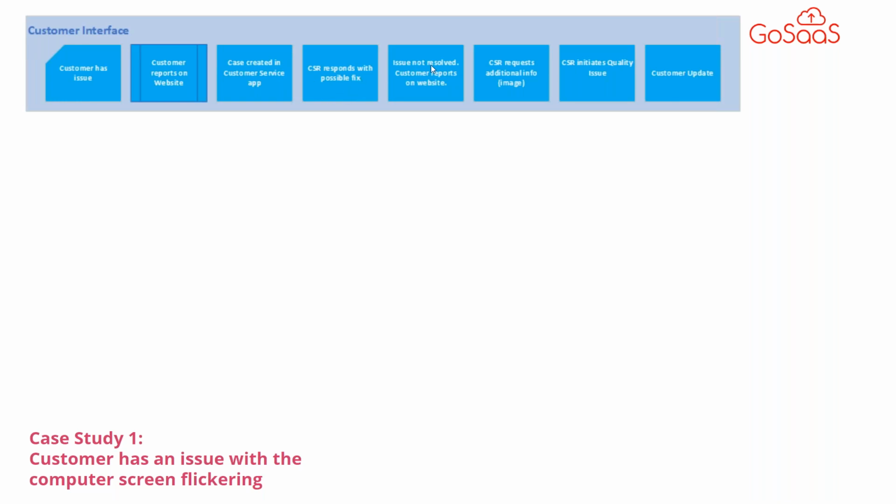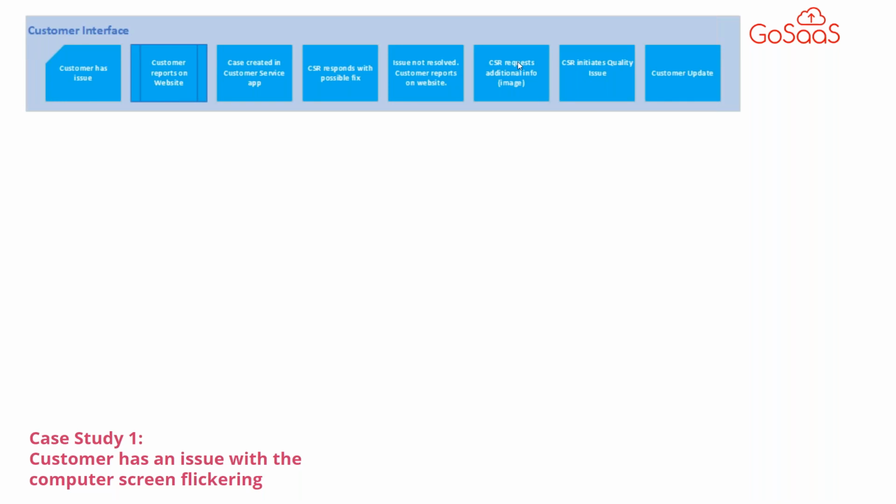The customer comes back and reports the issue is not resolved, so they can report it on the website or again pick up the phone. A CSR requests additional information from the customer, puts that information into the system, and then the CSR examines it and says, okay, it's time to go to the next level. So they initiate a quality issue. And then finally, as we go through the process, there's customer updates.